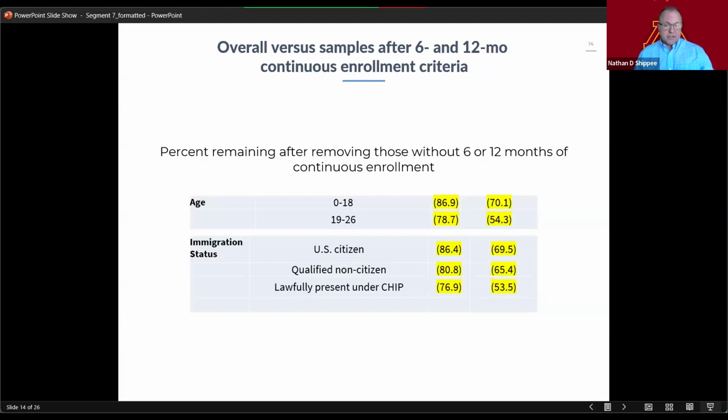And then also, I've mentioned citizenship a few times. This is one of the analyses that makes me sensitized to citizenship. With U.S. citizens, you got a pretty good rate of retention, relatively speaking. And then as you go down to qualified non-citizens, lawfully present under CHIP, and a few other categories as well that we're not showing here, the number keeps dropping off. So there is a pretty clear difference by citizenship when you're looking at the effect of applying continuous enrollment criteria in terms of who's left.